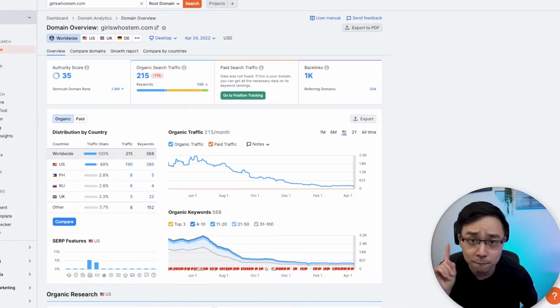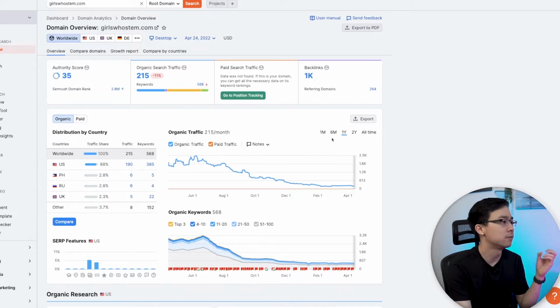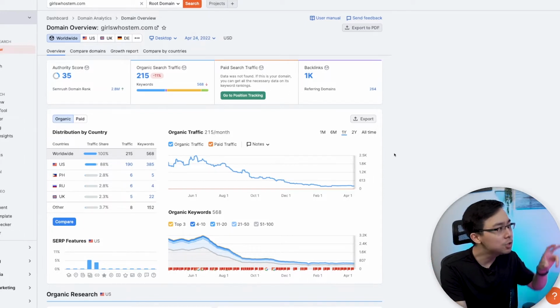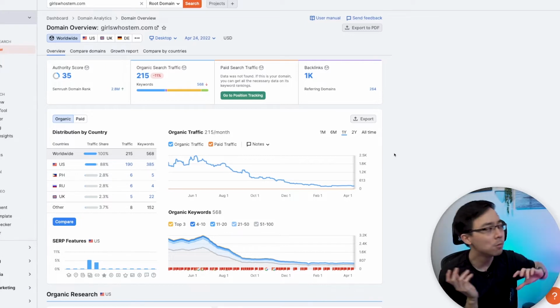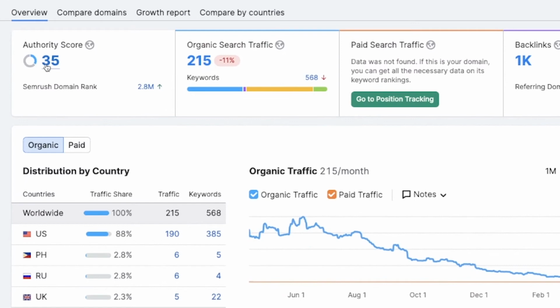So right off the bat, the first thing you're gonna wanna do is look at the domain overview section. And these are the sorts of questions you're gonna wanna ask yourself. As you dig in a little bit deeper though, what you also wanna look at is your authority score, because this plays a huge factor in terms of how high your website ranks in Google for your particular niche and the clusters of keywords that you might be targeting.